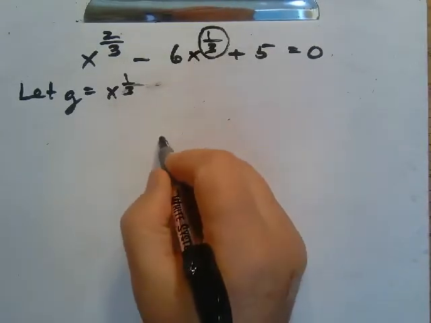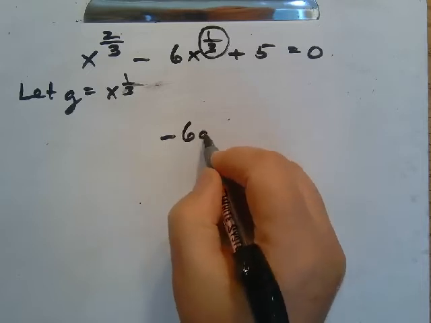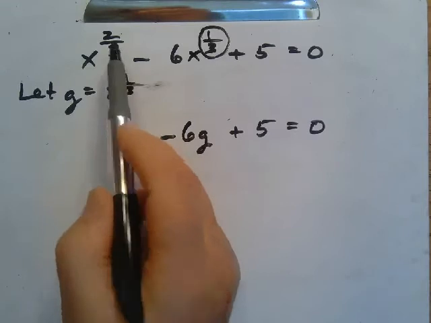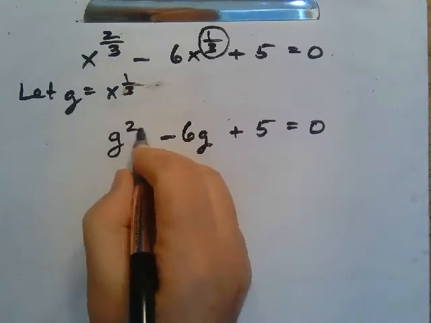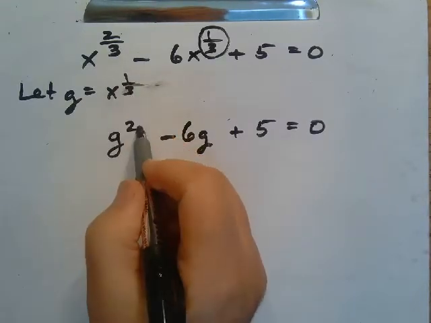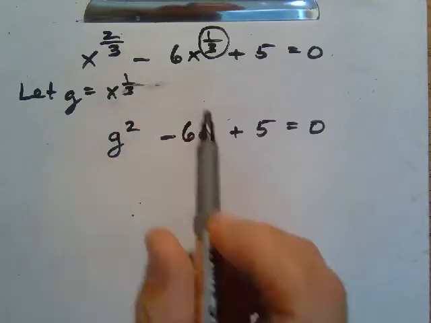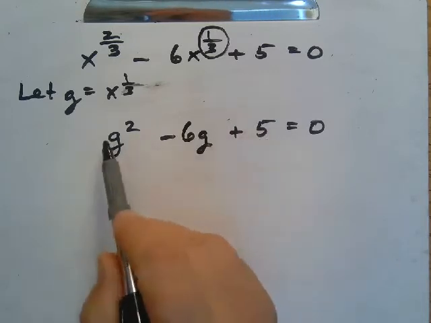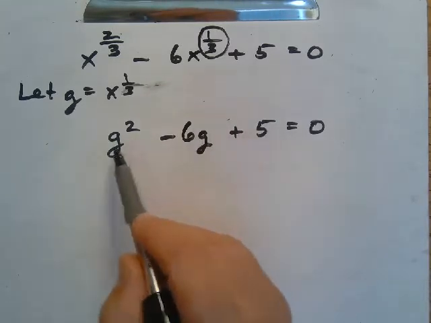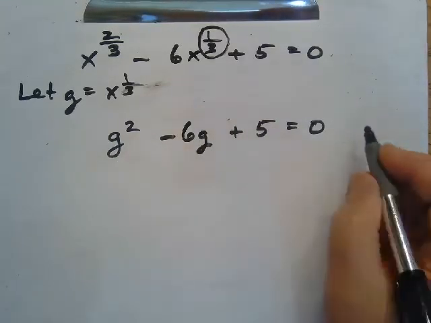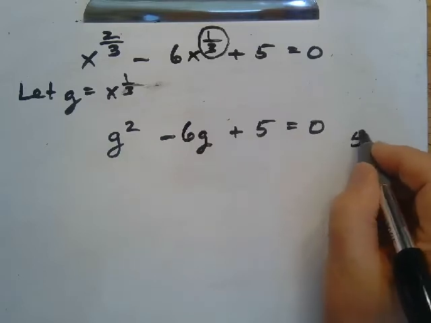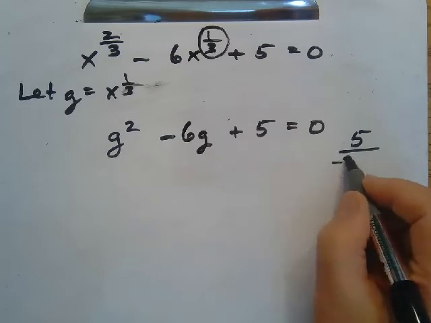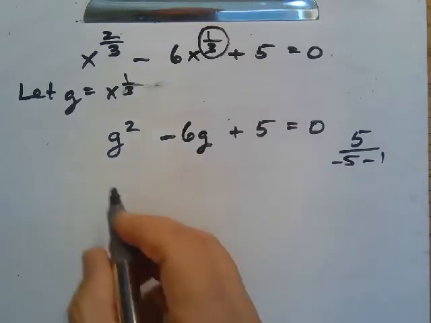Well, this middle term would be negative 6g. And the first term has got to be g squared. X to the 1/3 squared, I multiply the exponents, I end up with x to the 2/3. That's right. So now I can see that this is, in fact, a quadratic form that I can factor. The two factors of 5 that give me negative 6 when I add would be negative 5 and negative 1.